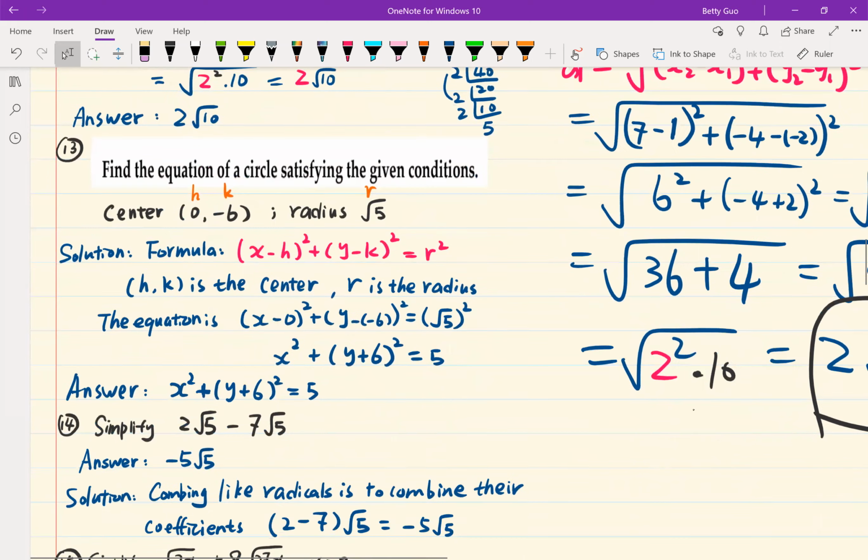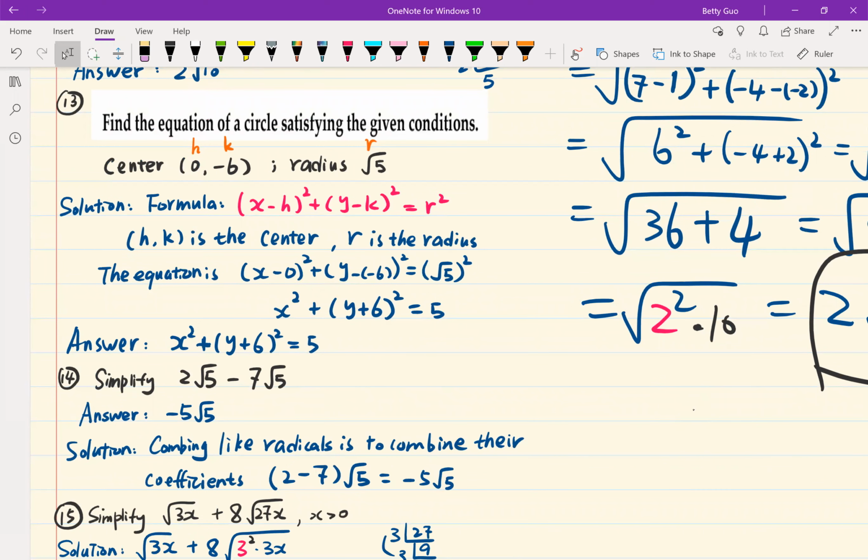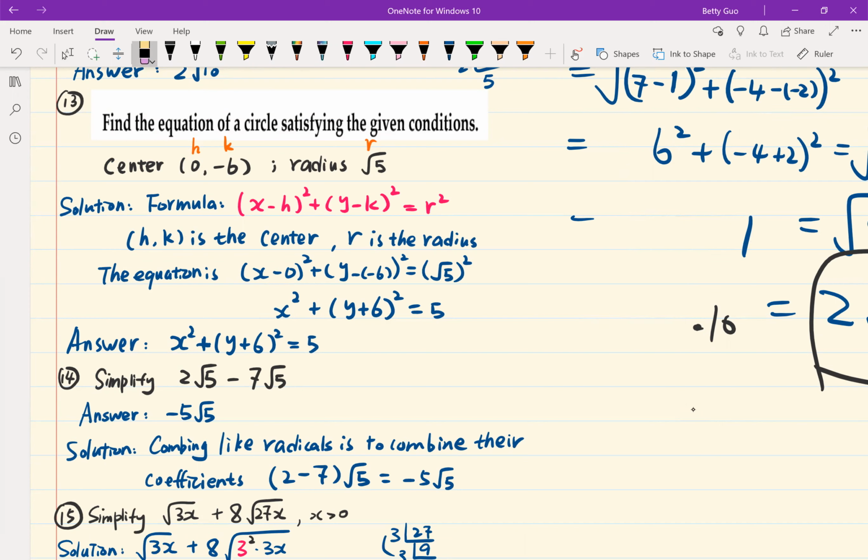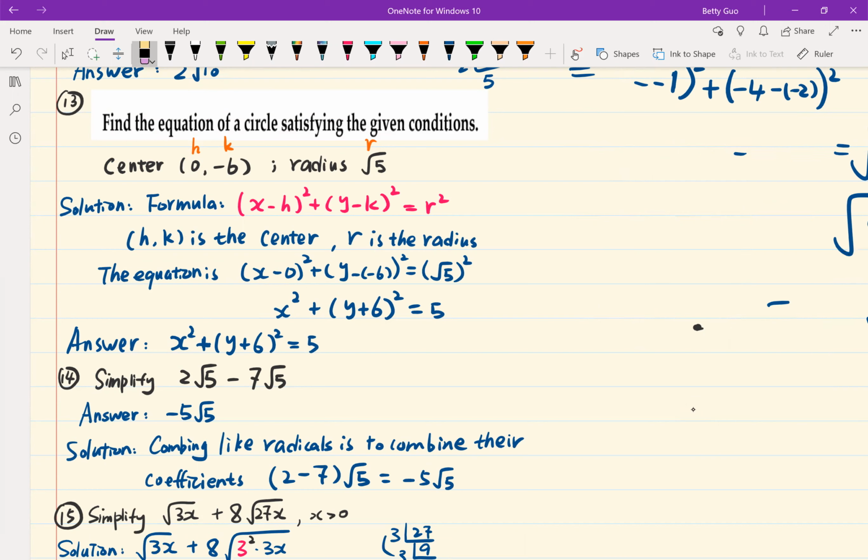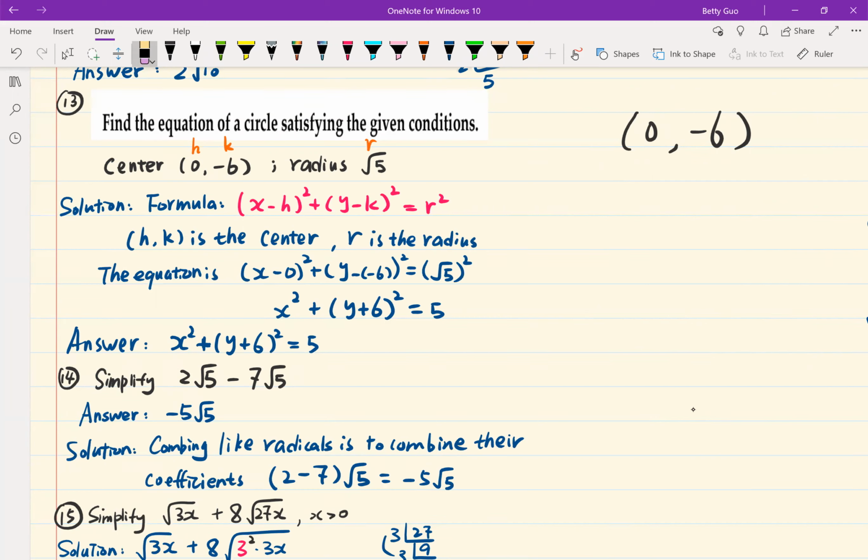Number 13. Find the equation of a circle satisfying the given conditions. Number 13 is also straightforward because I will give you the formula. All you need to do is a really straightforward application of the formula. You are given a circle centered at 0, -6. So the center of the circle is given. The radius of the circle is also given. So that means h is 0, k is -6, and the radius r is square root of 5.